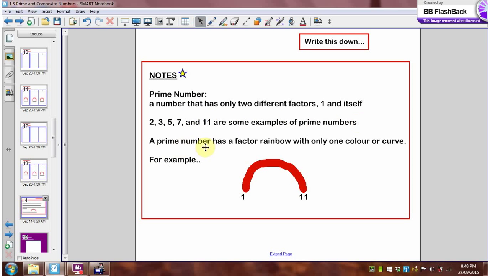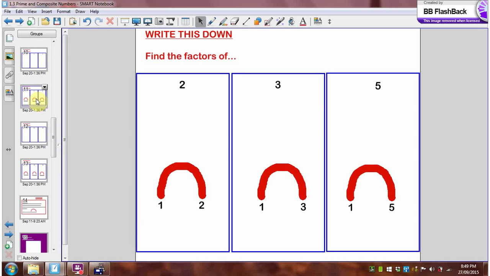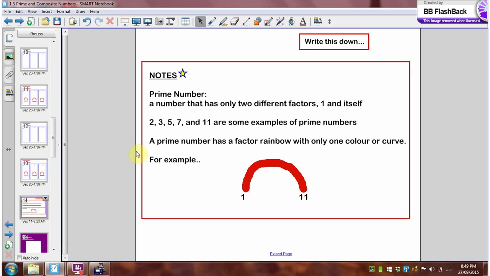A prime number has a factor rainbow, if you were to draw it out, with only one color or curve. Okay, so like we saw here with 2, 3, and 5, we just had the red. I always start off at red, just the one red curve. Same with these numbers. Okay, so for example, 11. We found 1 and 11 were the only factors of 11. So pause the video and write that down.